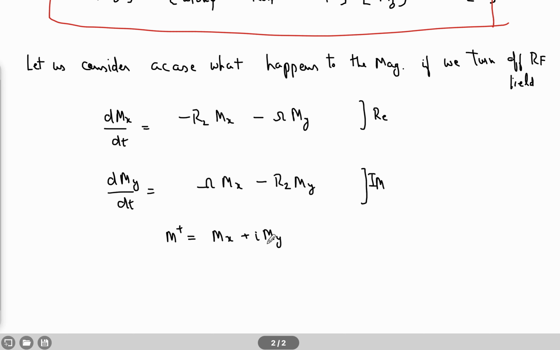But we are still not mixing Mx and My. So that's why this complex treatment is given to this. Okay, so now if we do that, we can write dM plus by dt as dMx by dt plus i dMy by dt, right? So this is the total complex signal.